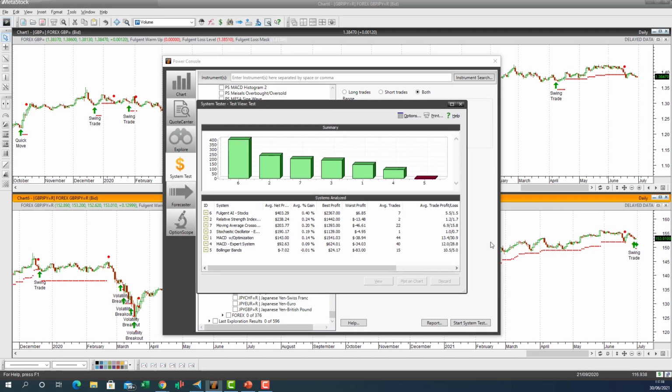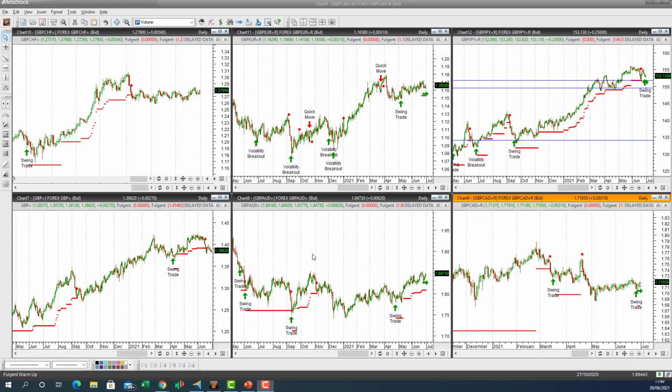Okay. So those are the results of the screen. So far so good. We've got a trading method here that works very well and generates very healthy returns for a reduced number of trades. So these are the trades we've got currently on the GBP currency pairs.